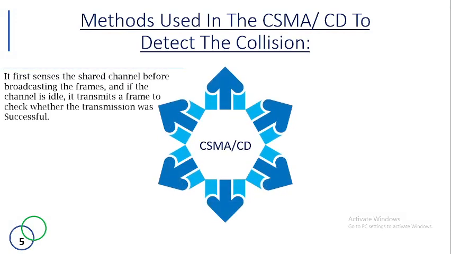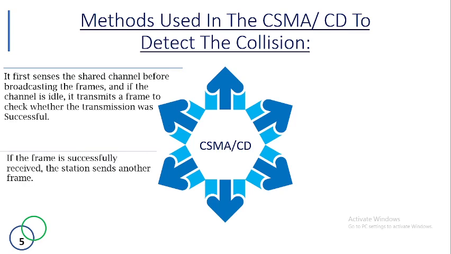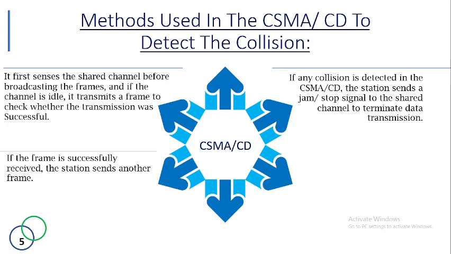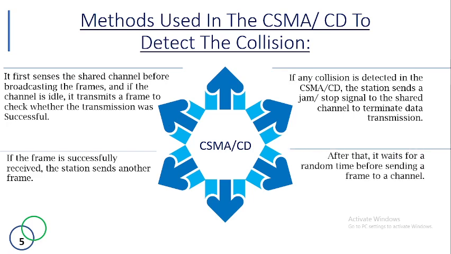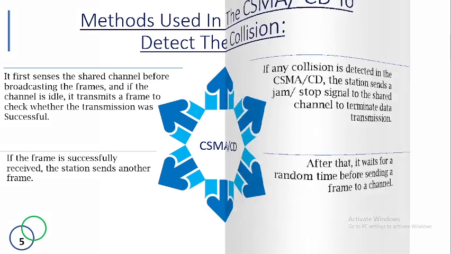The method used in CSMA-CD is simple. It first senses the shared channel before broadcasting the frame, and if the channel is idle, it transmits a frame to check whether transmission is successful. If the frame is successful, then it sends another. But if there is any collision detected, it sends a jam or stop signal to share the information to other computers that there is a collision. And after that, it waits for a random time before sending a frame to the channel for avoiding further collisions.